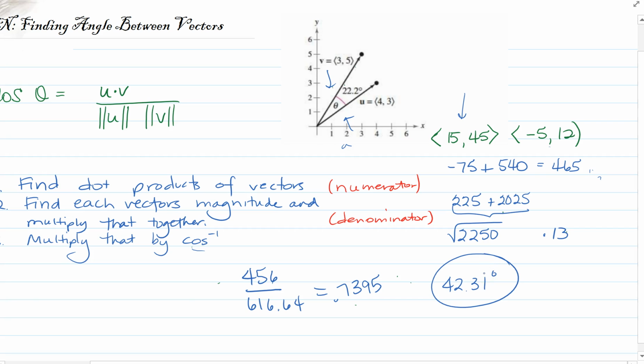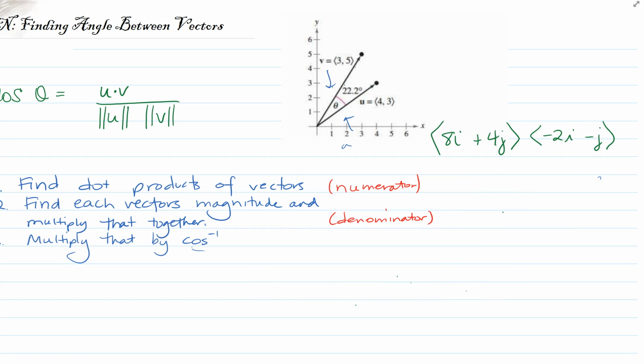Now let me make a distinction. Let me give you a problem like that. Okay, these two I put in the i-j form. If I find the dot product at the top, 8 times negative 2 is negative 16, and I add 4 times negative 1 is negative 4, I get negative 20, right? So that's my numerator, negative 20.